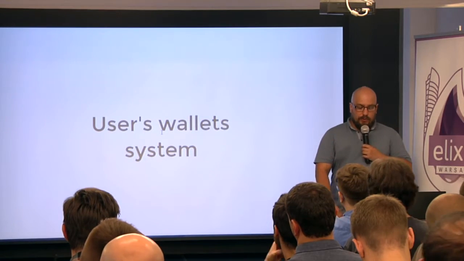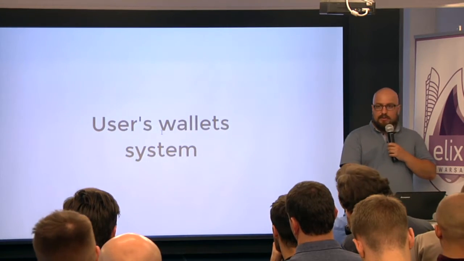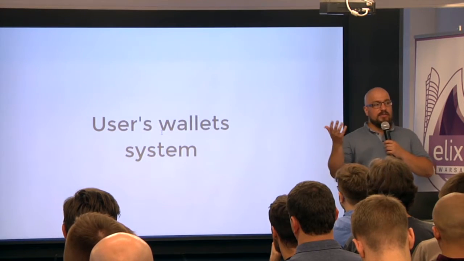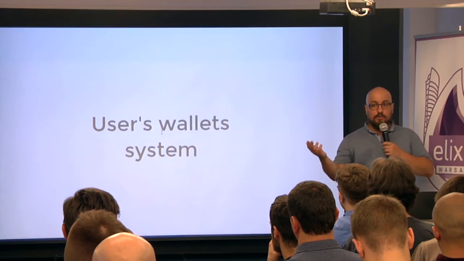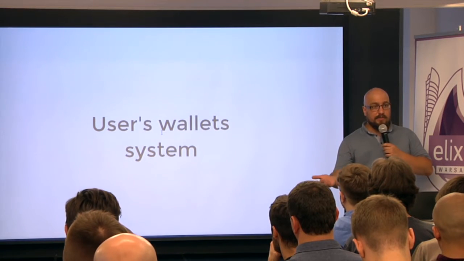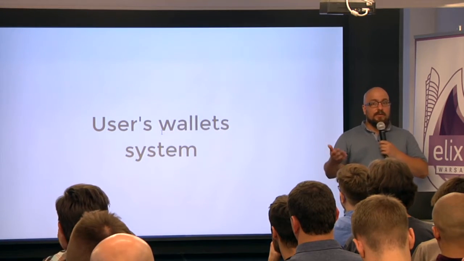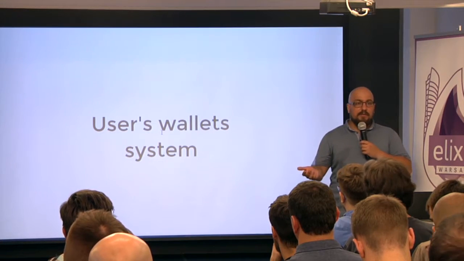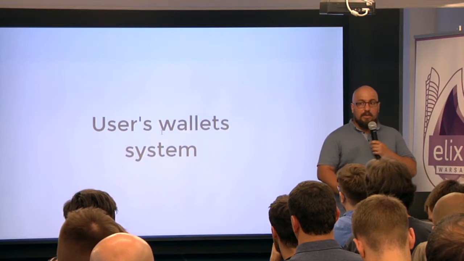What we had to implement in our user's wallet system, bank account system, is actually a way to initialize those aggregates when we need those, or create those aggregates when the new command comes in. And this is where it actually turned out to be really easy. I figured, okay, that's going to be a pain to implement. But no, Elixir is great.